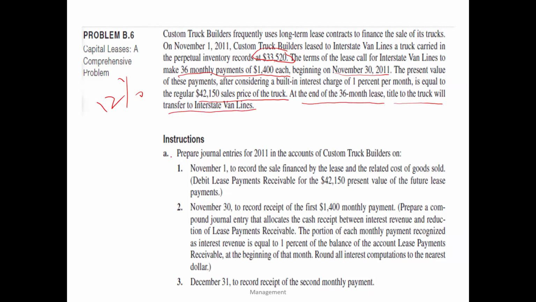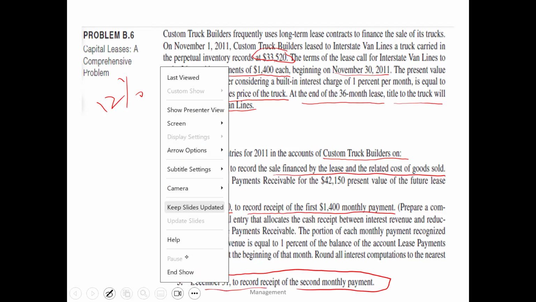So what we have to do in part A here is prepare entries for Custom Truck Builder for, number one, recording the sale financed by lease and the related cost of goods sold. And the second entry would be on November 30th, where it received the first installment, and then December 31st, where it received the second monthly installment.